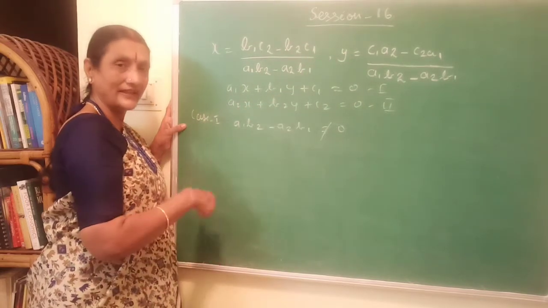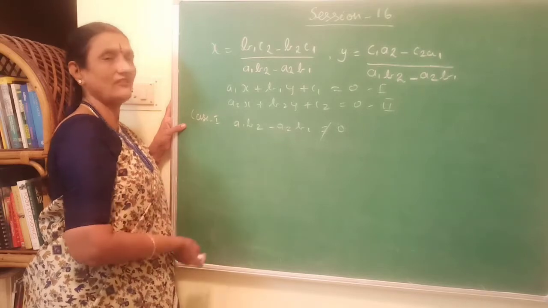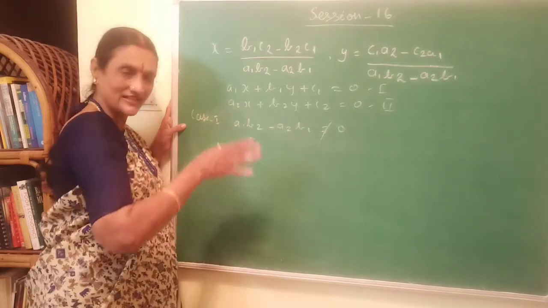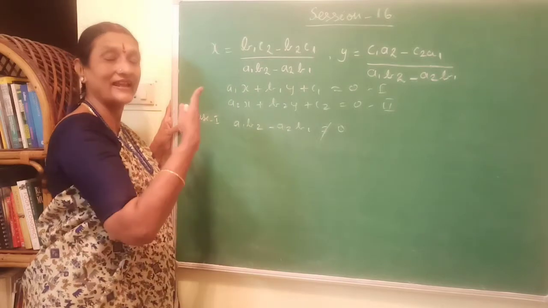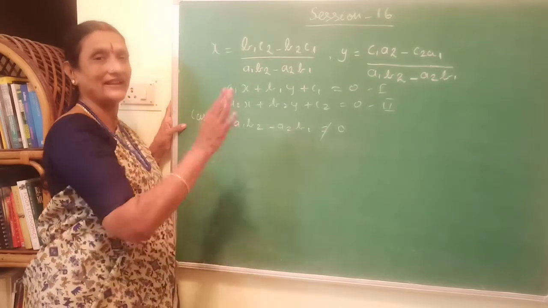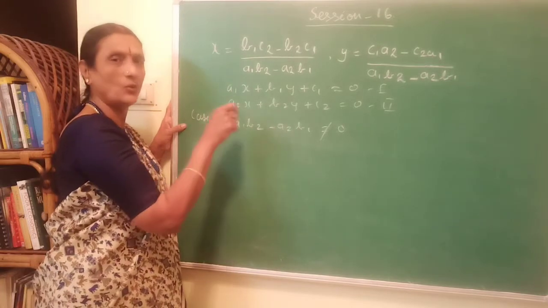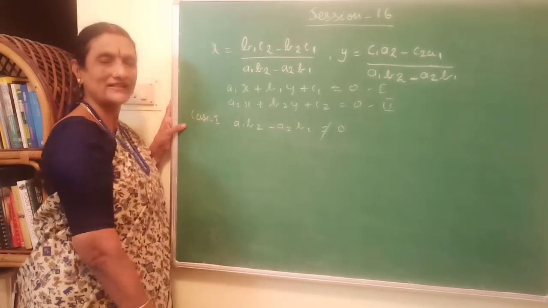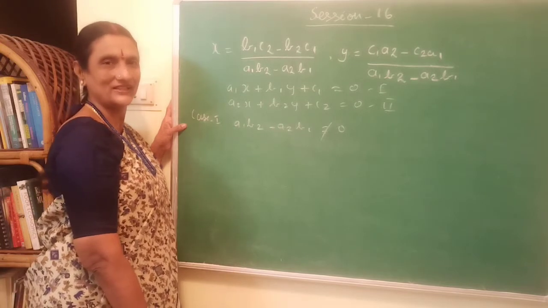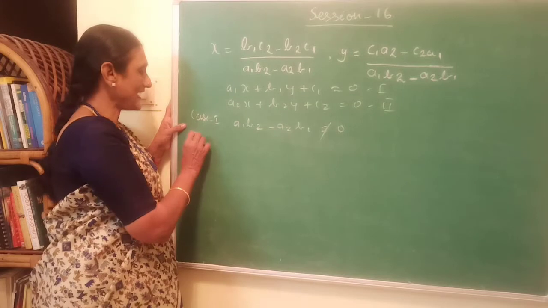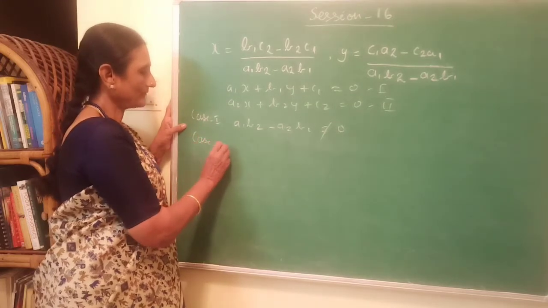So we can say that the equations have a unique and consistent solution. The equations are consistent. The lines are intersecting and there is a unique solution. All three can be concluded here when A1B2 minus A2B1 is not equal to 0. Alright? Are you understanding? Now let us take case 2.